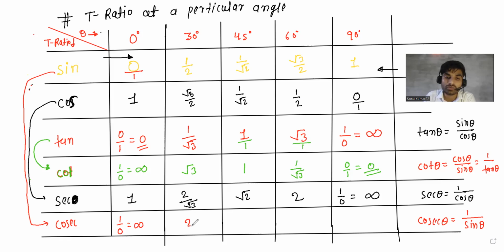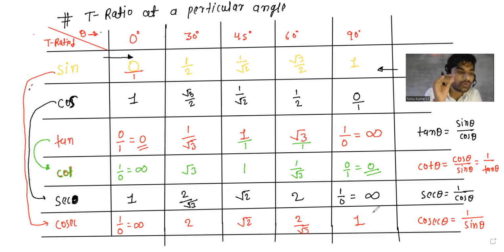Reciprocal of 1 by 2 is 2. Reciprocal of 1 by root 2 is root 2. And reciprocal of root 3 by 2 is 2 by root 3. And reciprocal of 1 is 1. You have to remember this table very quickly. I hope it is clear.